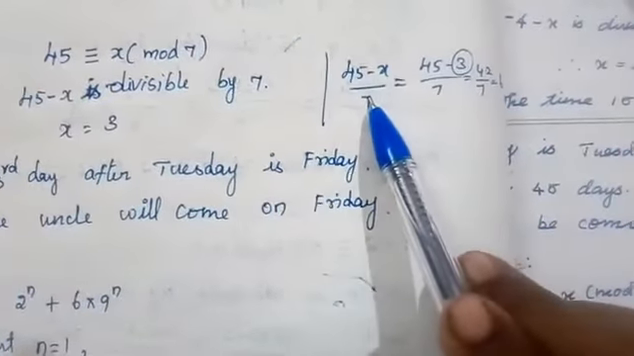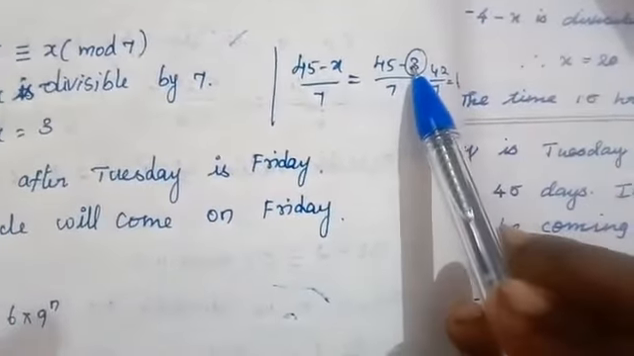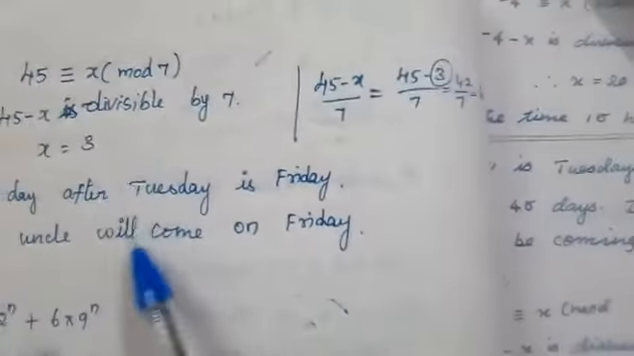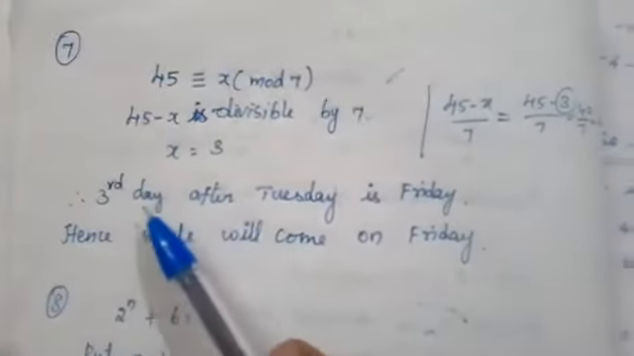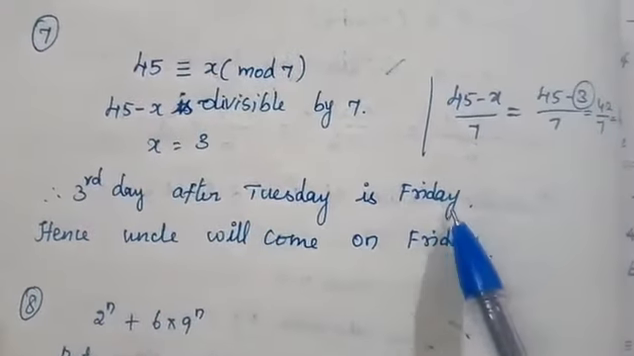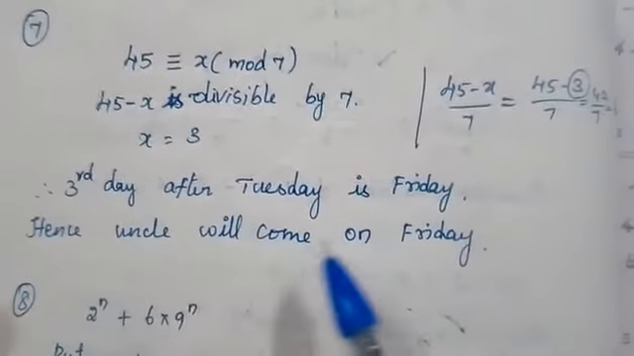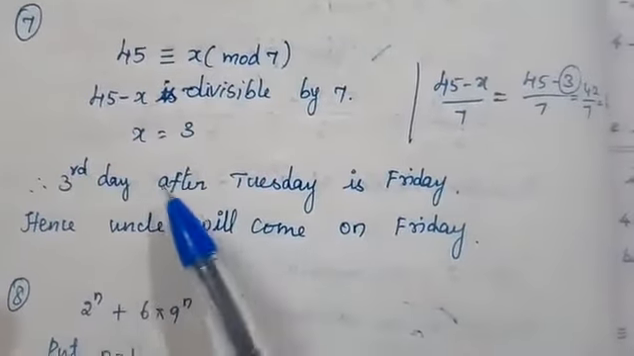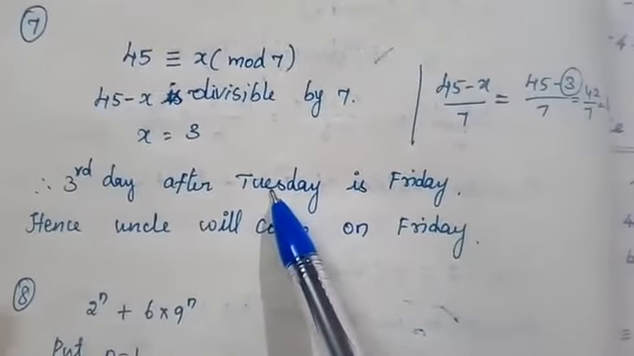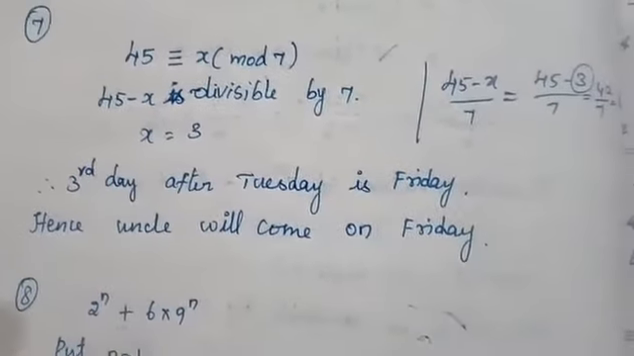It is rewritten in this form. So which number is suitable? It must be exactly divisible by 7. Take 3: 45 minus 3 is 42, by 7, exactly divisible by 7. So the x value is 3, the third day. The third day after Tuesday is Friday. After Tuesday it is Wednesday, Thursday, Friday. The third day is Friday. Hence uncle will come on Friday.